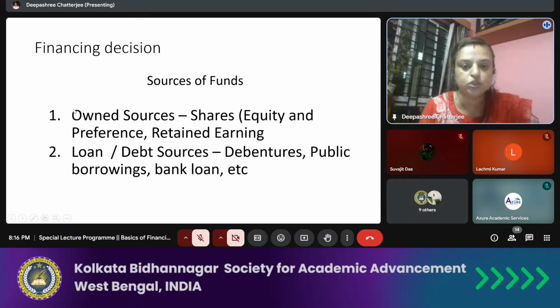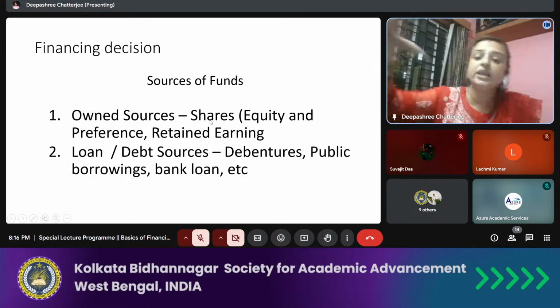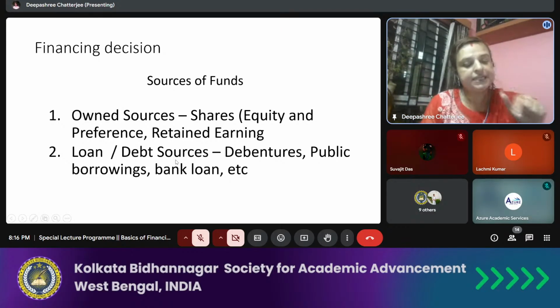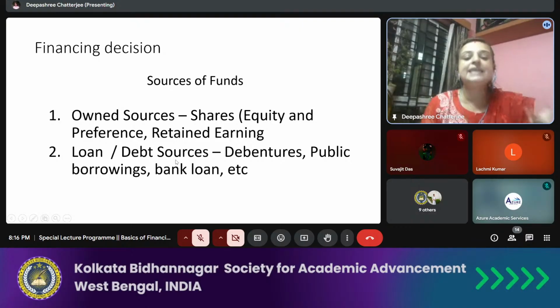One is called the own source of funds, which comprises mainly the shares and the profit which we are plowing back in the company, that is retained earning. And another part is when we are taking something on loan or debt. So that is called debt sources of funds. So what are the debt sources of funds? We may have debentures, we may have public borrowings, we may have bank loan, etc.